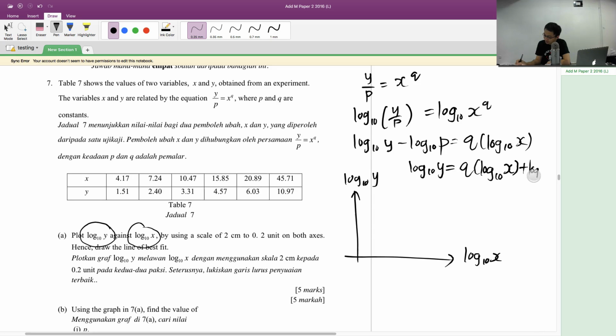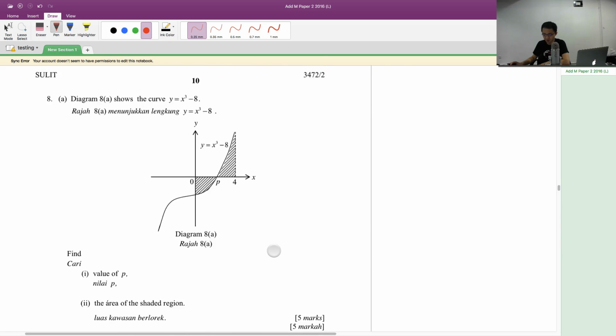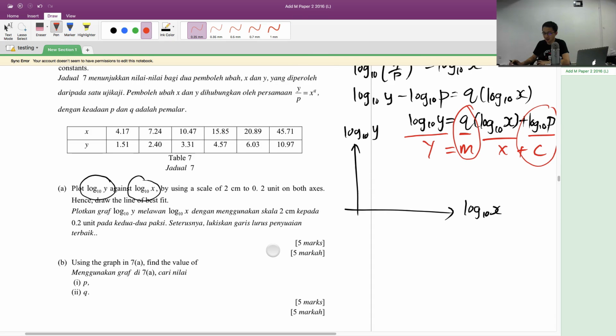plus log 10 p, and then you can find out this is y, this is m, this is x plus c, so y equals mx plus c. So after you solve this one, you can know q basically is your gradient and log 10 p is your vertical intercept. Alright, this is something very crucial. And then the question asks you to sketch a graph. But I don't think I have the graph paper here for me to sketch. Do I have it? No. But of course I can teach you how to do this.